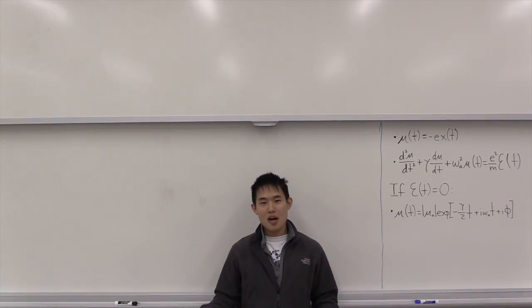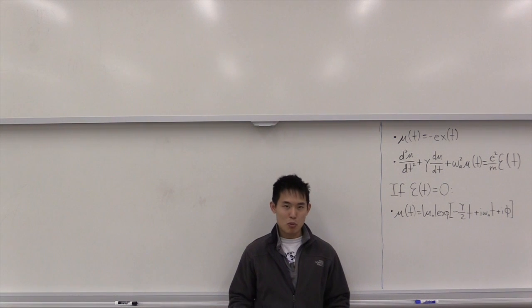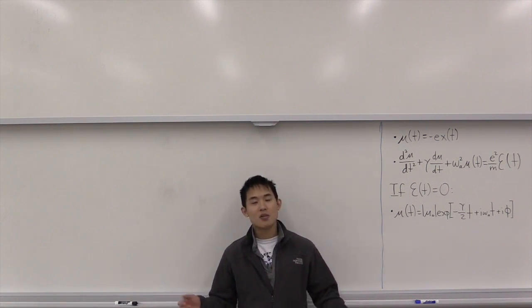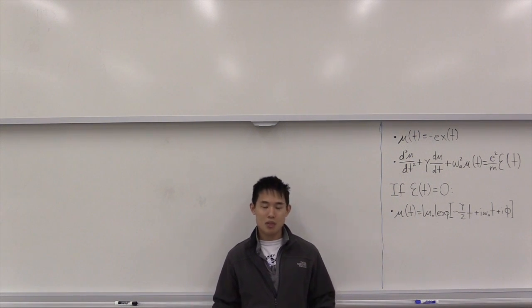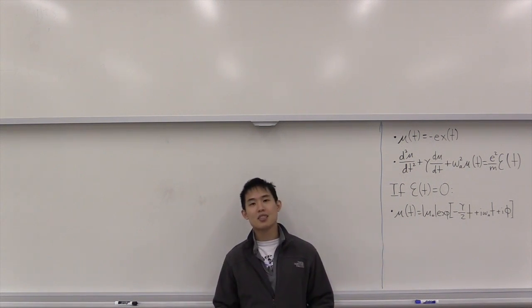In this video, we derived an expression for mu of t, which is the dipole moment of a Lorentz atom. So far, we've only looked at one atom at a time. In the next video, we'll look at multiple atoms oscillating together and introduce the concept of dephasing.